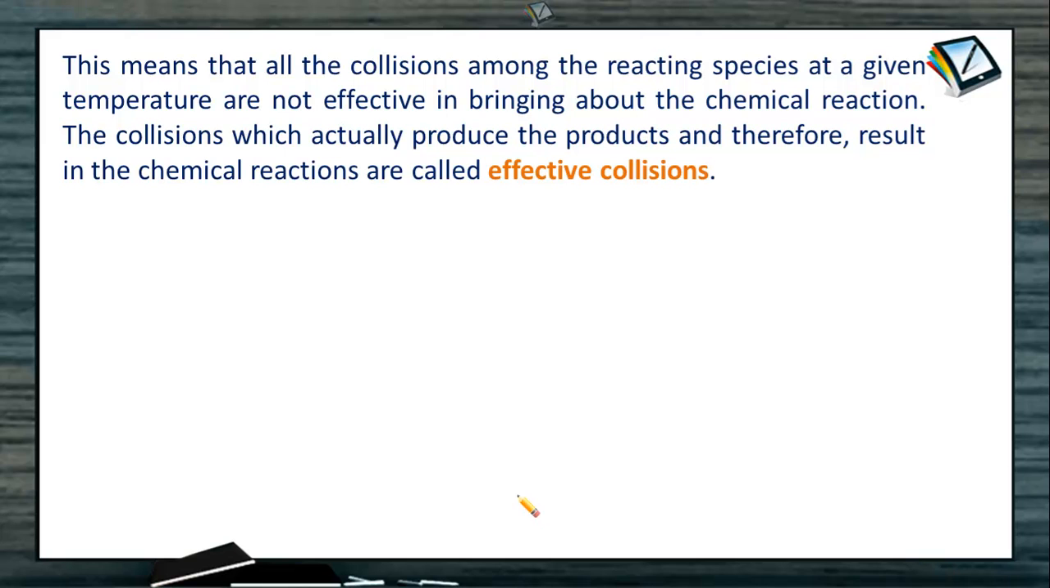So we can conclude like this, that all the collisions among the reacting species at a given temperature are not effective in bringing about the chemical reaction. So those collisions which actually produce the products and therefore result in the chemical reaction, they are called effective collisions. So what is the meaning of effective collisions? Those collisions which result in the formation of the products due to which the reaction is progressing further, those collisions are called the effective collisions.